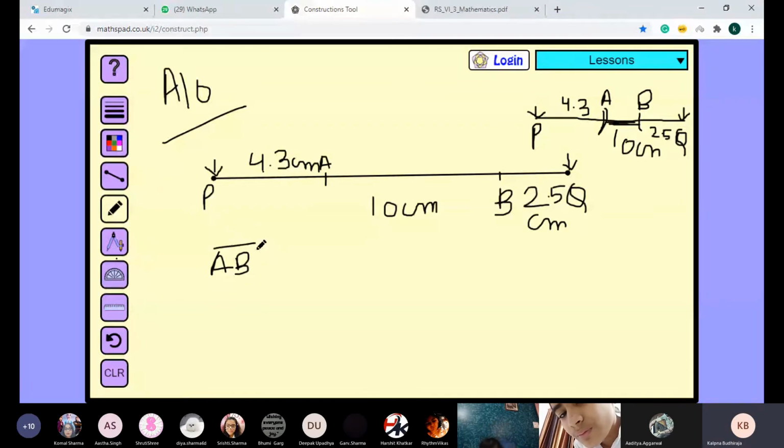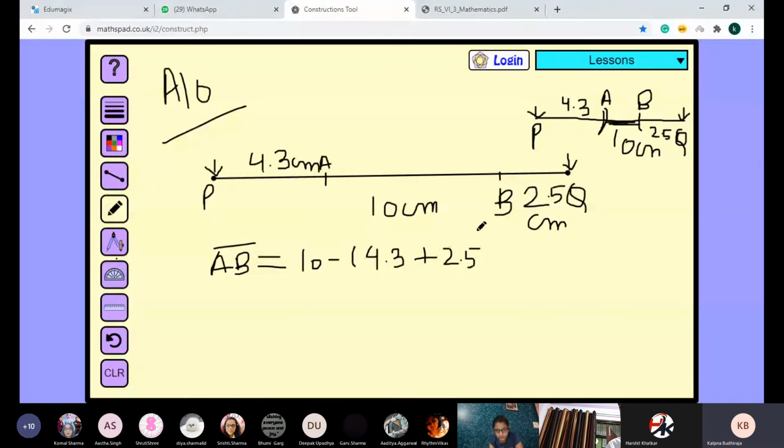Yes, who was asking doubt in between? No, ma'am, I have cleared the doubt. Okay. Ma'am, AB is 3.5 centimeter. AB is 3.5. Now let us see from the calculation. From the 10 centimeter, we actually subtracted these two portions, 4.3 and 2.5. So in total, we have subtracted 6.8.